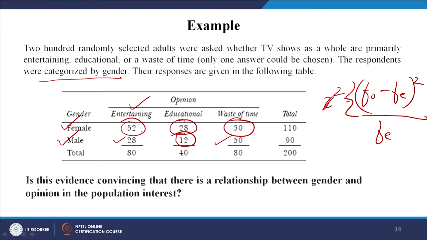So these are all the observed frequencies, correct, and the total, if you count 52 plus 28 plus 30, how much?